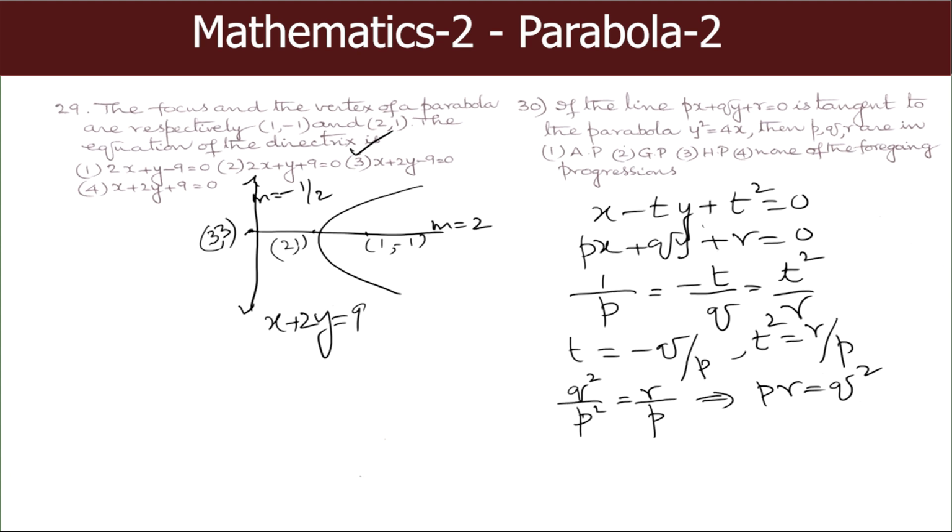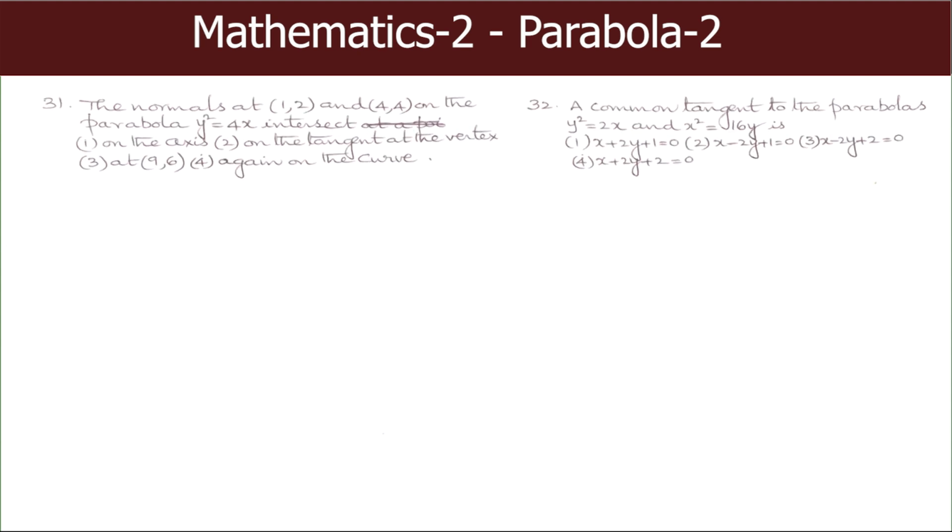If these two equations were to represent the same line, the corresponding quotients must be proportional, from which I calculated the value of t and t square and eliminated t by squaring the first and equating to r by p, and therefore, this gives pr equal to q square, that means p, q, r are in geometric progression.